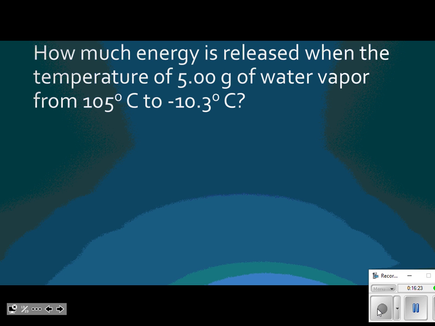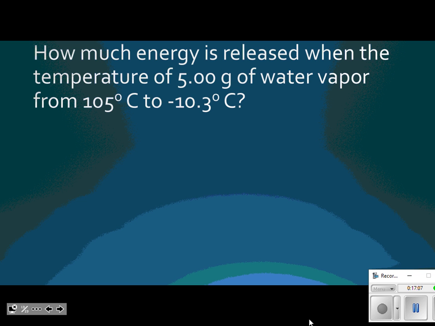So a couple of things to think about here. We are starting out with steam. Okay, water vapor at 105. So that's going to put me in quadrant 5. We're going to negative 10.3. So it's going to be in quadrant 1, a solid. So are we actually gaining or losing energy? We're losing energy, right? This is cooling off. My kinetic molecular theory of matter is going to be going slower. So my temperature is decreasing. So we're going to see a loss of energy.